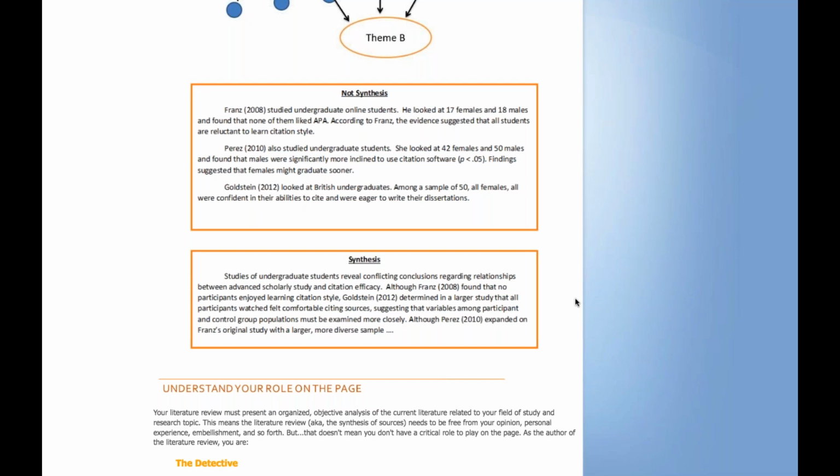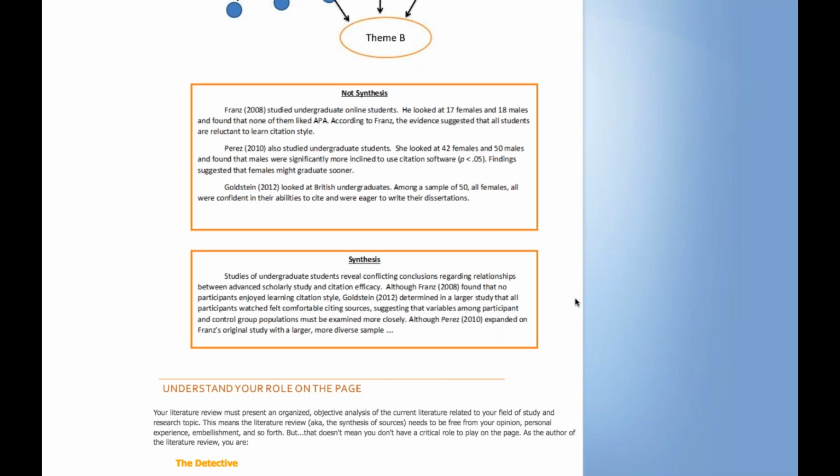Studies of undergraduate students reveal conflicting conclusions regarding relationships between advanced scholarly study and citation efficacy. Although Franz found that no participants enjoyed learning citation style, Goldstein determined in a larger study that all participants felt comfortable citing sources, suggesting that variables among participant and control group populations must be examined more closely. Although Perez expanded on Franz's original study with a larger, more diverse sample, and so on.